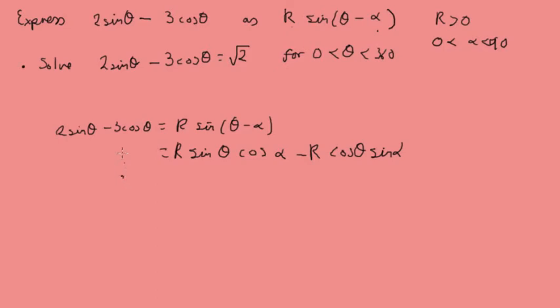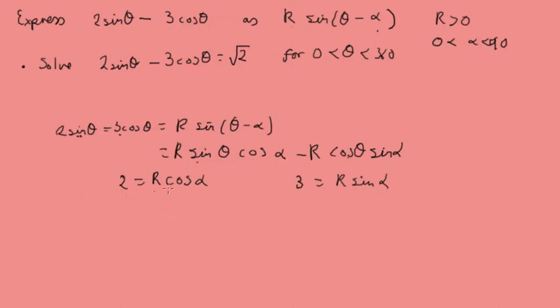So for the sine theta, for this bit, 2 must be equal to r cosine alpha. And for the cosine part of it, 3 must be equal to r sine alpha. Now remember there's a minus and a minus here, so that's fine.